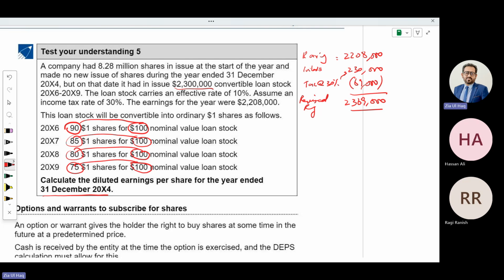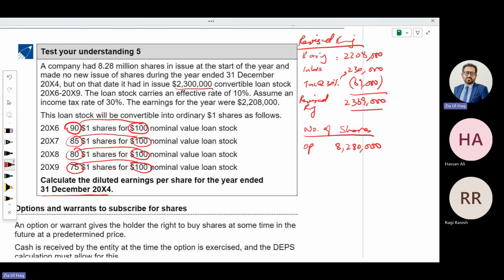Now we need to calculate a new number of shares. How many shares are we having before? So we have calculated revised earning. Now we are moving towards the number of shares. Opening shares we are having how much? 8.28 million. And they can convert into how many shares?